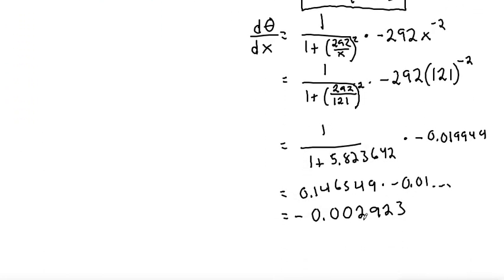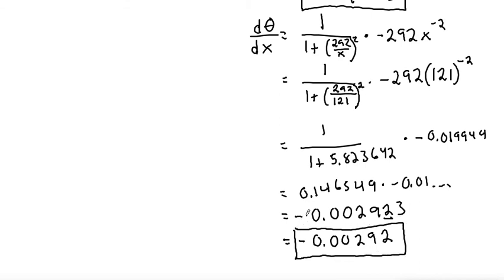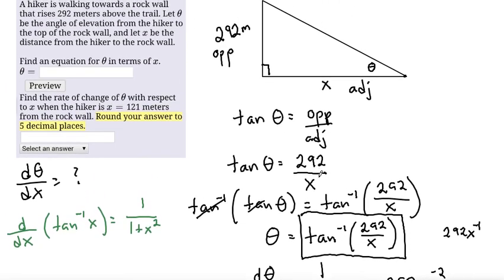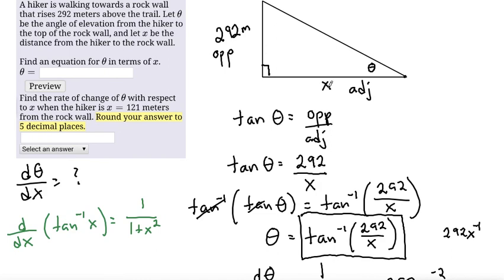So 1, 2, 3, 4, 5. We need to round to the 2. So that makes negative 0.00292. And that would be the numerical answer, which means that our angle would be decreasing, getting smaller. Does that make sense? It seems like it should be getting larger. Interesting. I'll have to look at that.